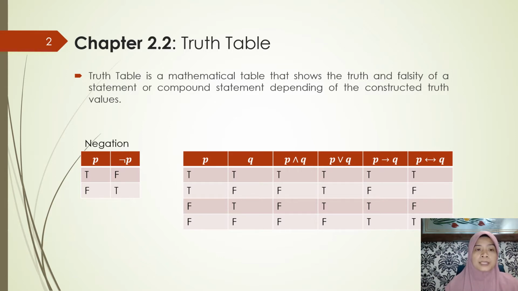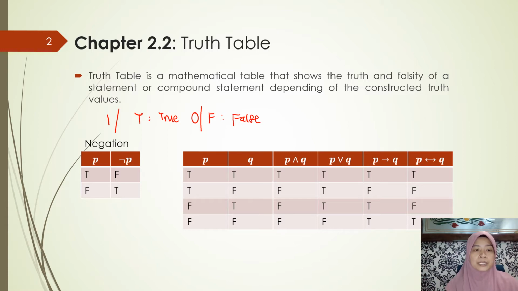Okay, so in this case we are using T to represent true, and we use F to represent false. Sometimes we also can use 1 to represent true, or we use 0 to represent false.